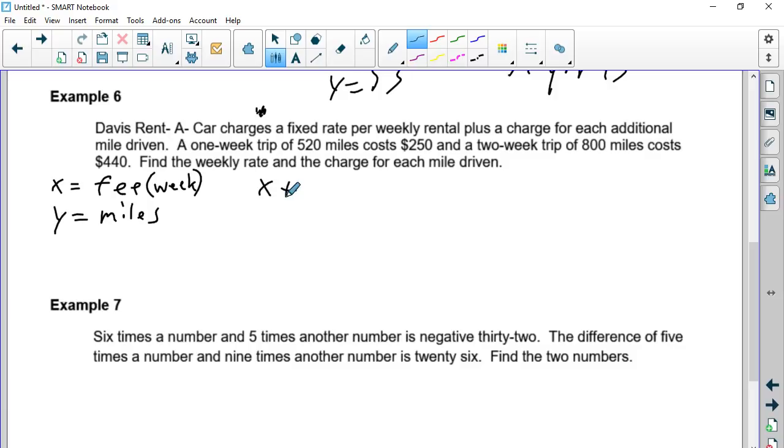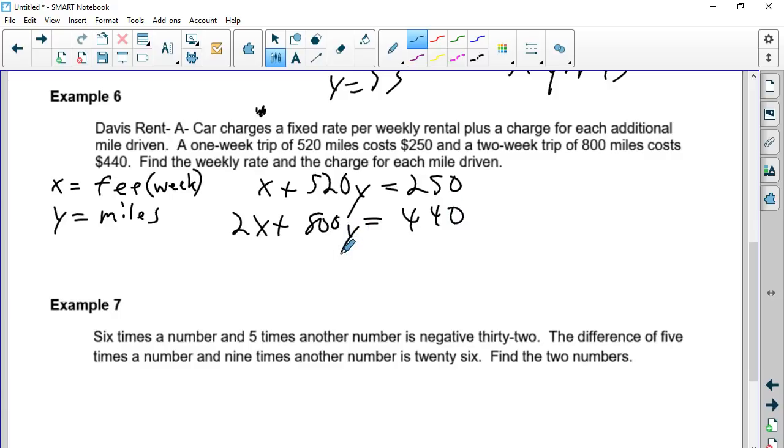plus 520 miles. So 520 per mile equals $250. A 2-week trip plus 800 miles equals 440. I forgot my Y here. Sorry. Okay. So you have your 1 week, 520 miles, $250. 2 weeks, 800 miles, $440.